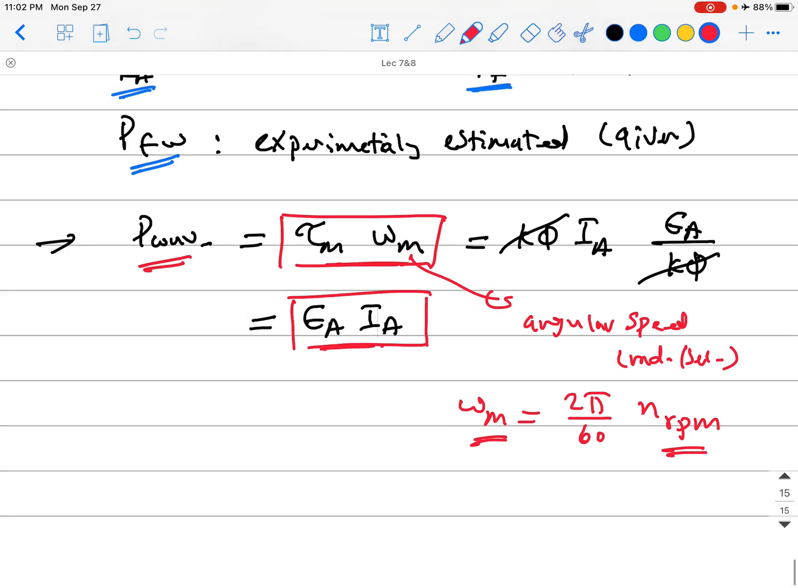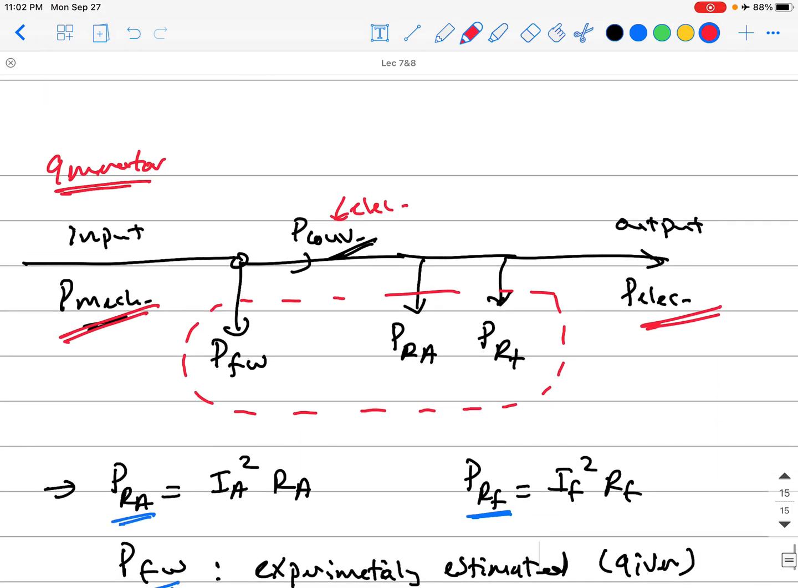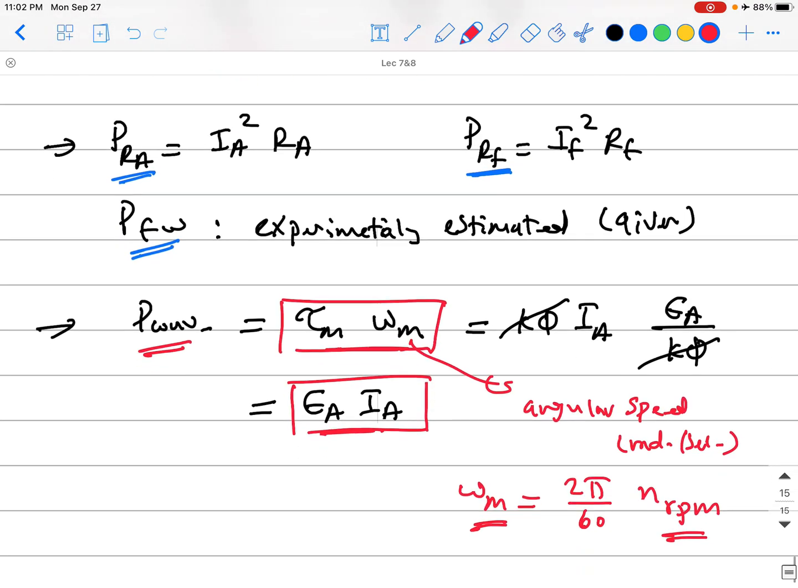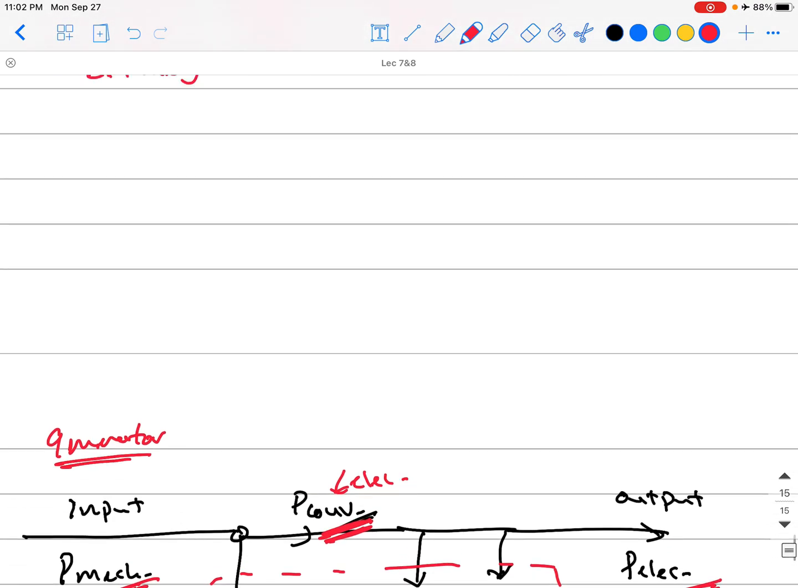Okay, guys? And from just having this chart in your mind, you can play around a lot. For example, if you have a generator and you know the mechanical input power and the friction and windage, you can easily calculate P converted by saying it equals P mechanical minus P friction and windage. Simple as that. And if you know P converted and you want to calculate the output electrical power, you just say P electrical equals P converted minus P RA minus P RF. That's why we call it a chart. Okay, guys? And we'll have examples over this in the next tutorial.